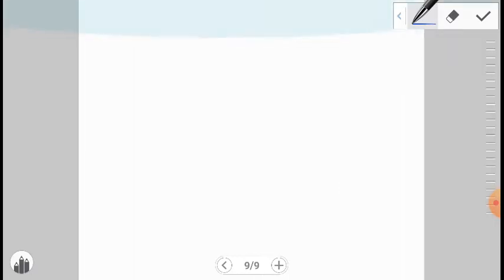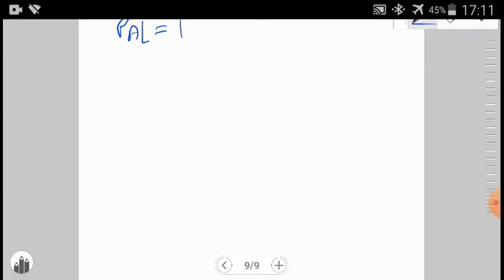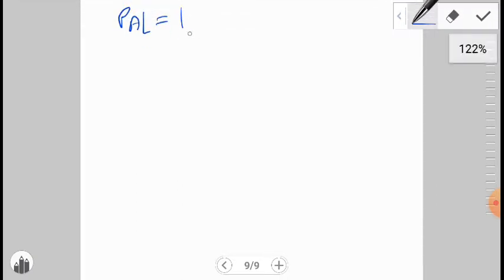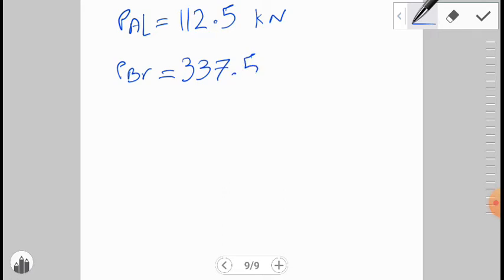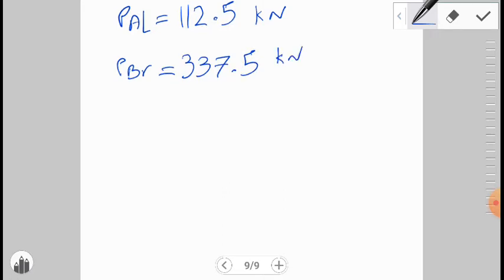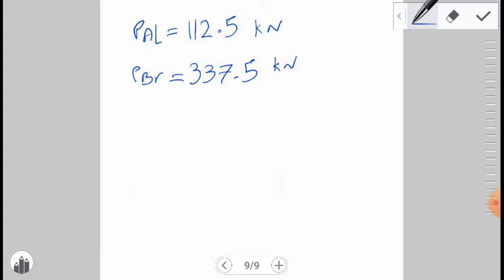Yes, next page. After finding these forces, simply we can find P aluminum because we have two equations and two unknowns. P aluminum is 112.5 kilonewton and P brass is equal to 337.5 kilonewton.